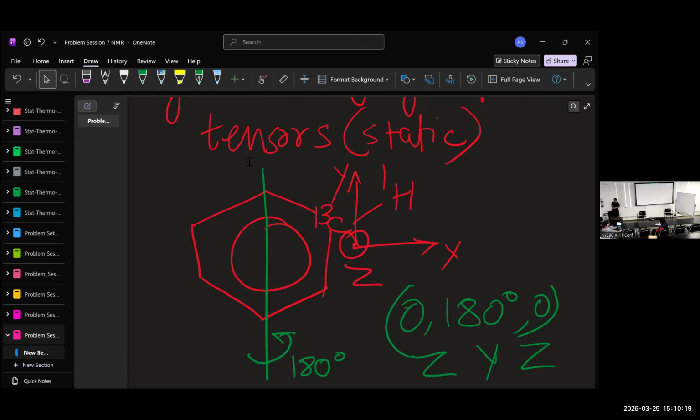Now consider the CH dipole coupling. The unique axis of the dipole tensor is along the internuclear vector. That's kind of like this. Do you think it will still be unaffected?